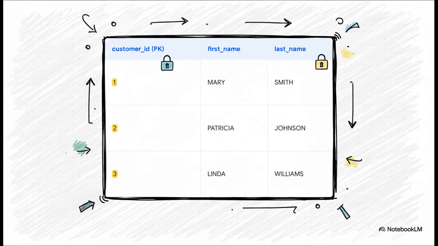Let's actually see this in action, because this is where it gets cool. Here is our simple customer table. See the customer_ID column? That's our primary key. So Mary Smith is uniquely identified by the number 1, Patricia Johnson by 2, and Linda Williams by 3. It's simple, it's clean, and there are no duplicates.